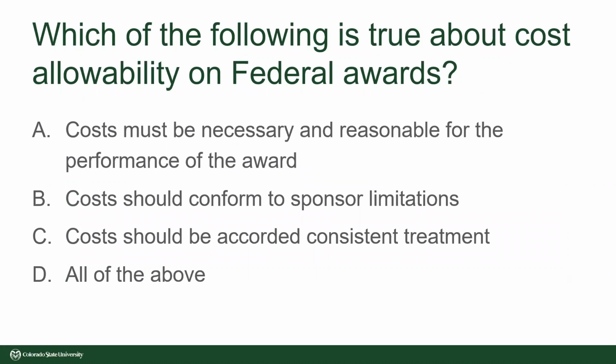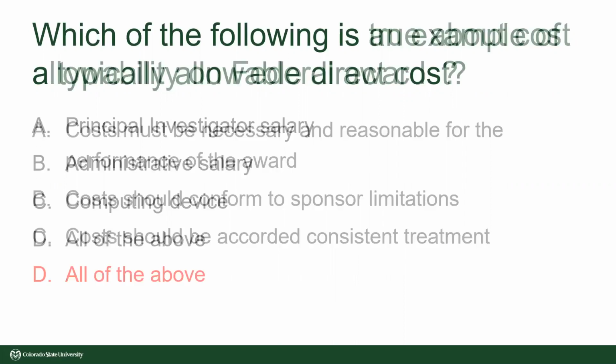Okay, which of the following is true about cost allowability on federal awards? A, they must be necessary and reasonable. B, they have to conform to sponsor limitations. C, they should be accorded consistent treatment. Or D, all of the above. And you all are correct. The answer is D. So if you go back to those 4 blocks that I have in the slides, that's what we're talking about there, cost allowability.